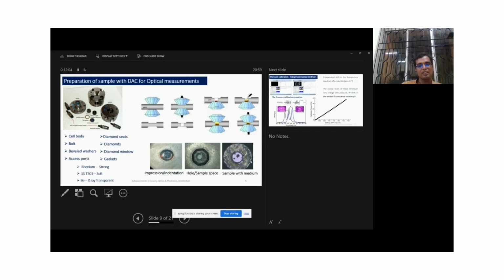We can see the already loaded sample: the middle one is a square piece, the sample, and the small circular piece is the ruby. So it is a sample with a medium. That is the medium we are using. As I will discuss, a hydrostatic medium is used. In this case, we are using silicon oil.